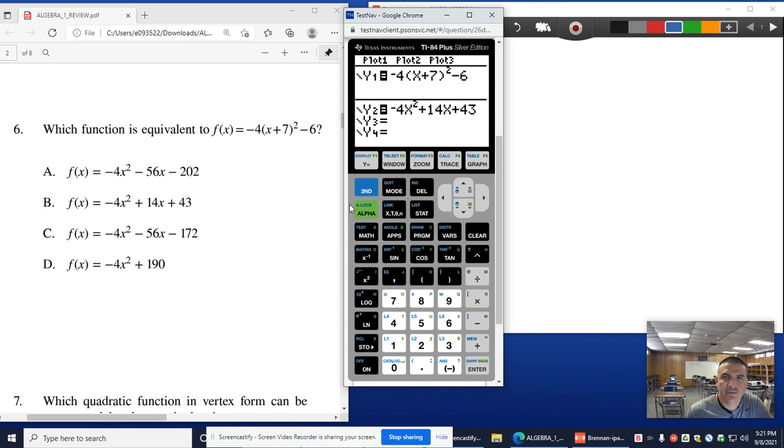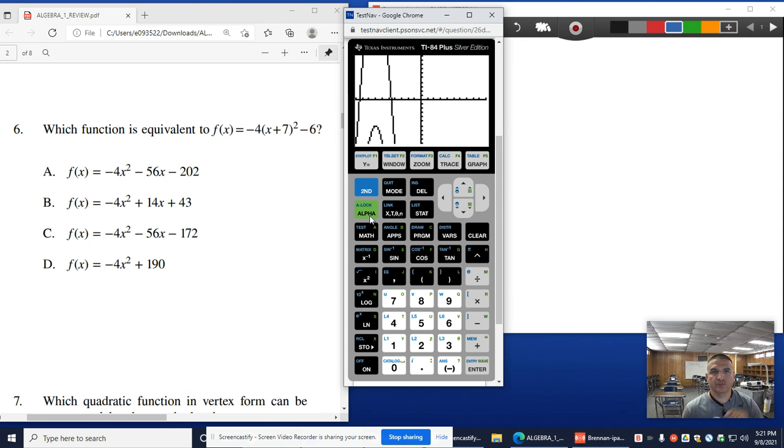That's for sure a no. Backspace clears it. -4x squared minus 56x minus 172. For sure no. So B and C are for sure no. A, I think I should have seen it graph on top, but we can check that in a second.